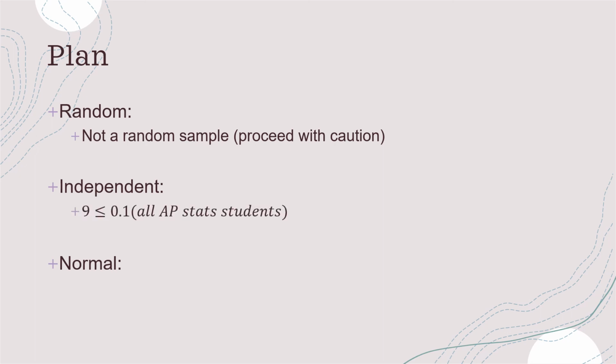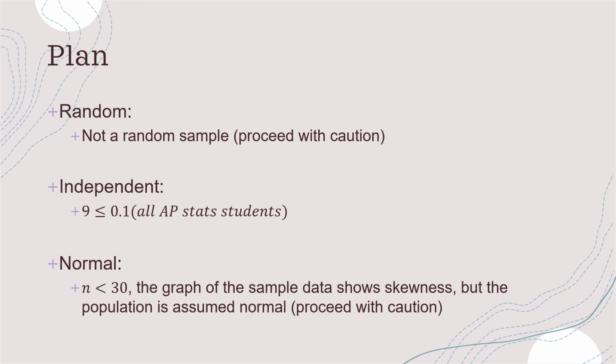Is it independent? We would say 9 is less than 10% of all AP students. Boom, got your independence. And normal, it's less than 30. And if you look at the dot plot of it, it shows a little bit of skewness, but again, you can assume that it's probably going to be normal. Again, proceed with caution. Okay, so if it falls into that, you would say proceed with caution.